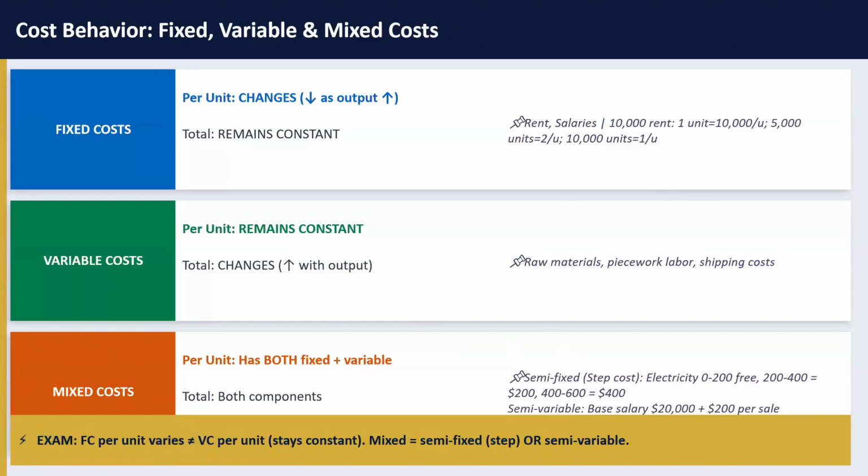Then we have semi-variable cost. So what happens with the semi-variable cost? The best example is the people who work in the sales department. Sales department personnel will have a fixed salary. And if they reach the target, if they reach a sales number more than the given target, for that additional sales that they did, they will be getting commission.